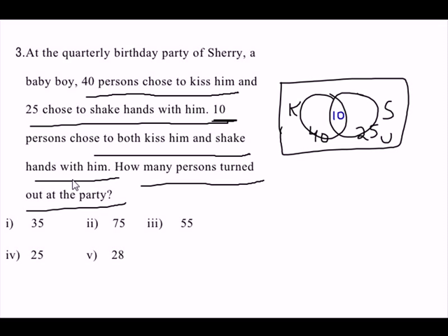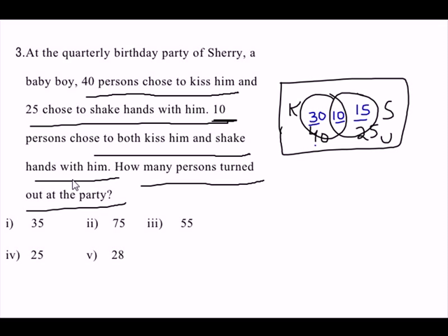So how many people out of these 40 only kissed him and did not shake hands with him? That's 40 minus 10, which is 30. And similarly, how many people shook hands with him without kissing him? That's 25 minus 10, which is 15. So here we have 3 numbers now: 30, 10 and 15.